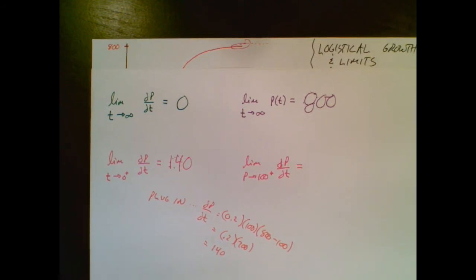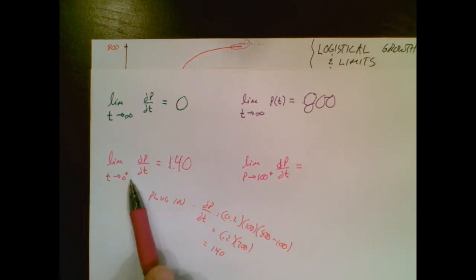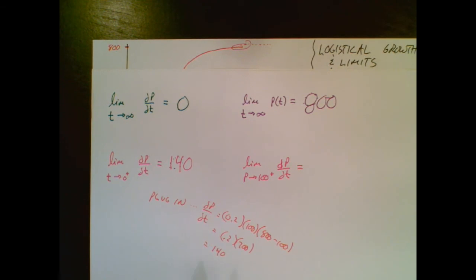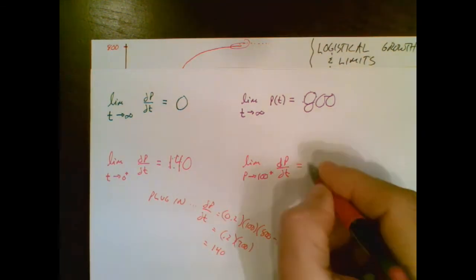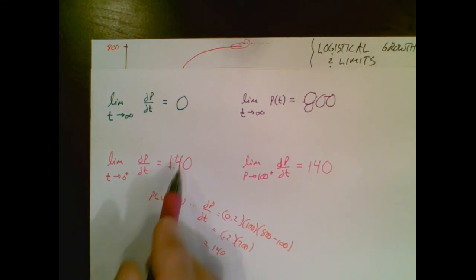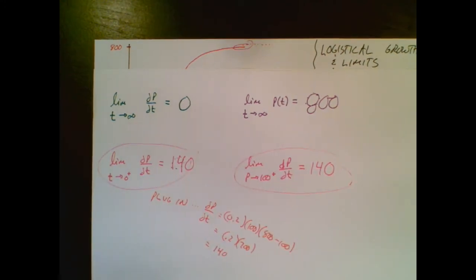All right, let's take a look at one more, and actually this is going to be the exact same question as this, just with different moving parts. t approaches 0 from the right is the same as P approaches 100 from the right. So I'm going to end up with the exact same answer. Seemingly different looking questions, same answer, same thought process.